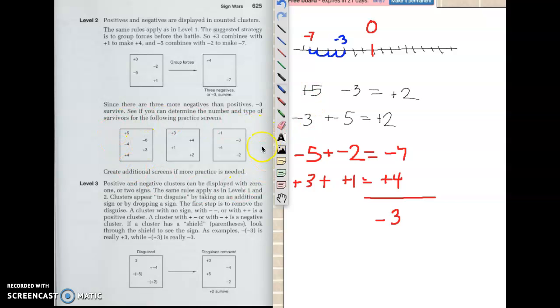So you guys are going to do this next level. Go ahead and do that on your own. And if you need more space, make room over to the side to write your notes. All right, so now let's go to level 3.